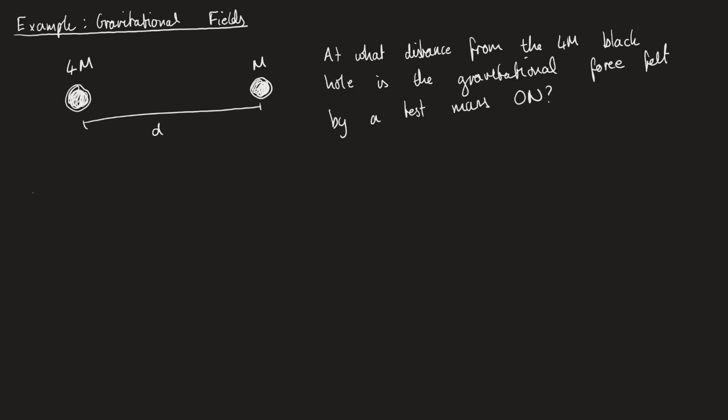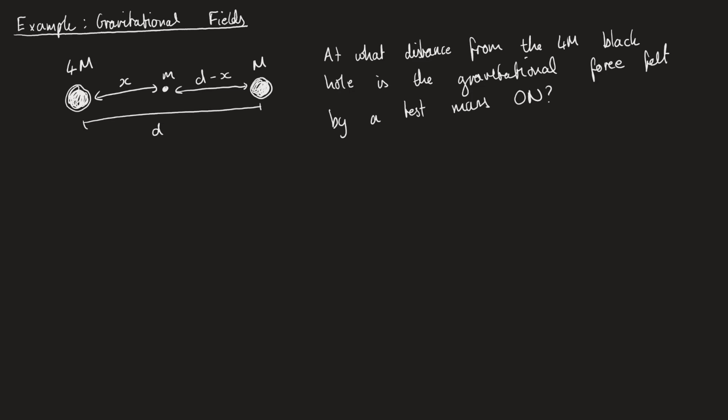The first thing we need to do is set some test mass. I'm going to put it here, and I'm going to call this distance x, because that's the one we want to work out. We want to work out the distance from the 4m black hole. So I'm going to call this x, and then this is therefore just d, which is a known constant, minus whatever we find the value of x to be.